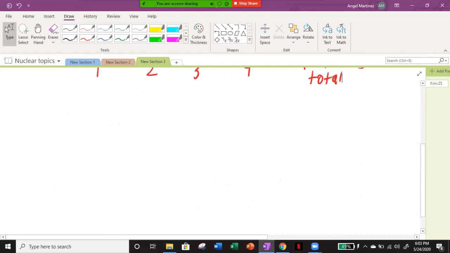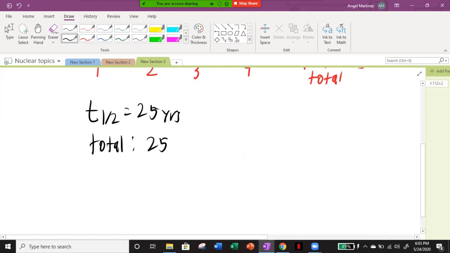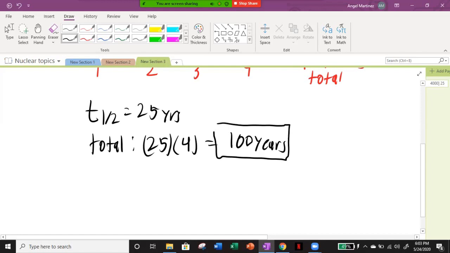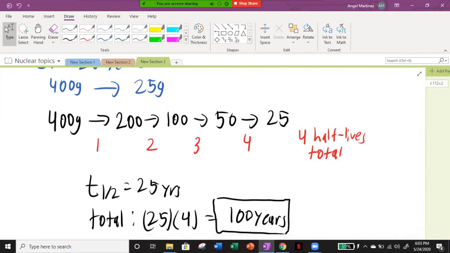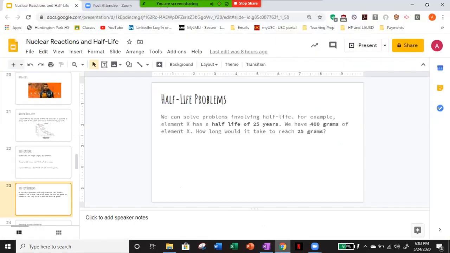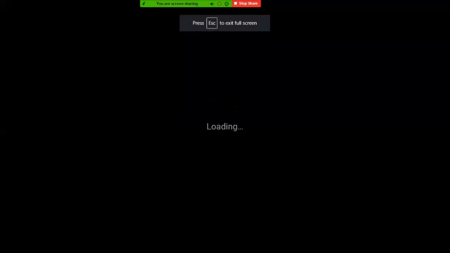If our half-life is 25 years, that means the total time would be 25 times 4, or 25 years for each of 4 half-lives. So that's 100 years. It would take 100 years for this element X to go down to 25 grams if we started from 400. All right, as you can probably tell, we can do another similar problem.